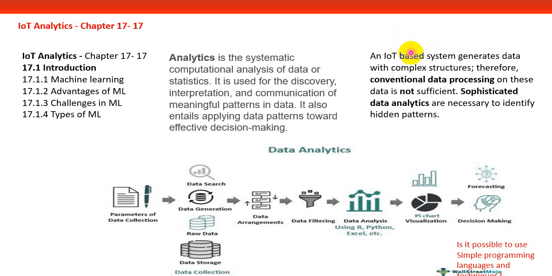Suppose you take any IoT system, for example an agriculture use case. So many different kinds of sensors are there, might be a temperature sensor, camera sensor, or humidity sensor. Different kinds of sensors generate different kinds of information, very complicated data that is going to be generated.